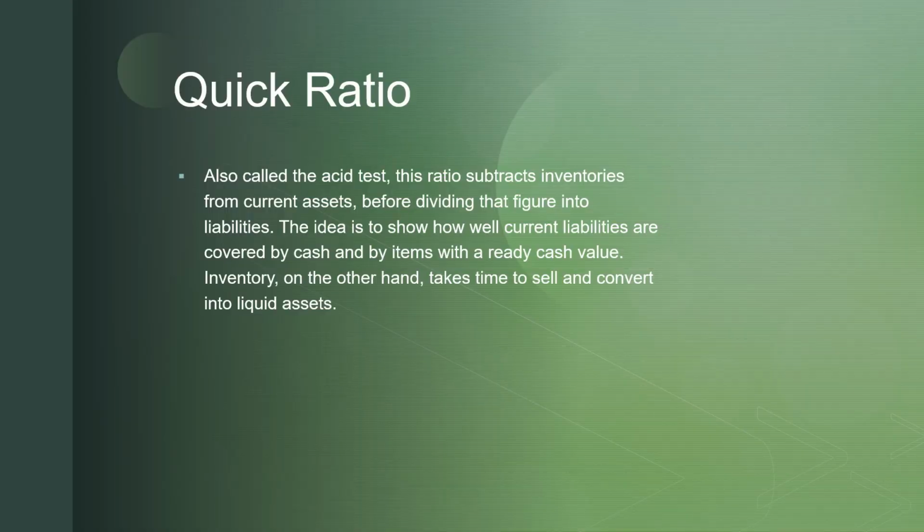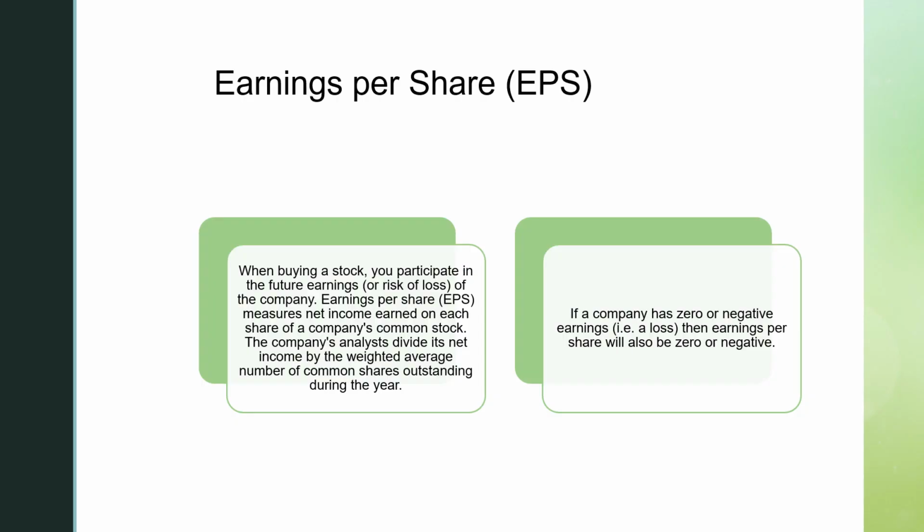When we say quick ratio, it is also called the acid ratio. This ratio subtracts inventory from current assets before dividing that figure into liabilities. The idea is to show how well current liabilities are covered by cash and by items with ready-to-cash value. Inventory, on the other hand, takes time to sell and convert into liquid assets.